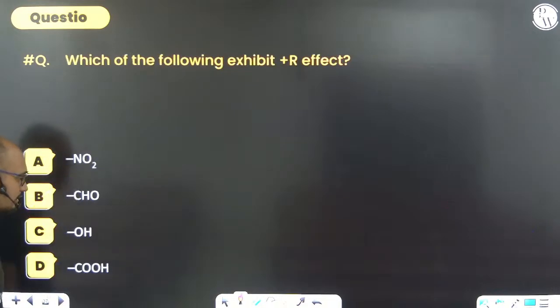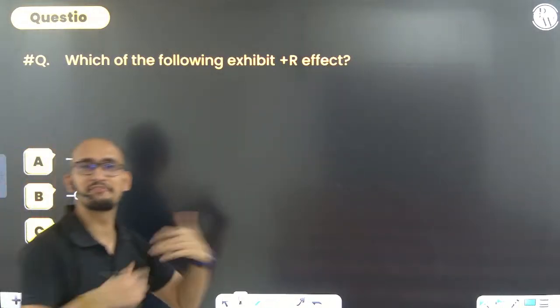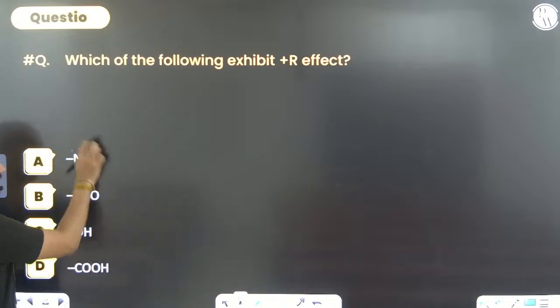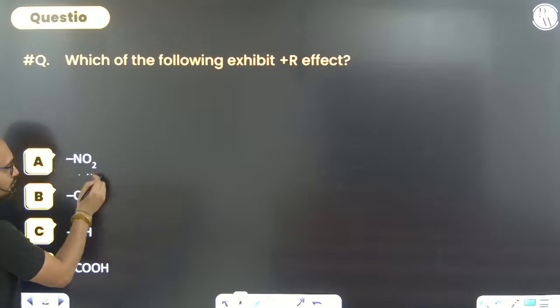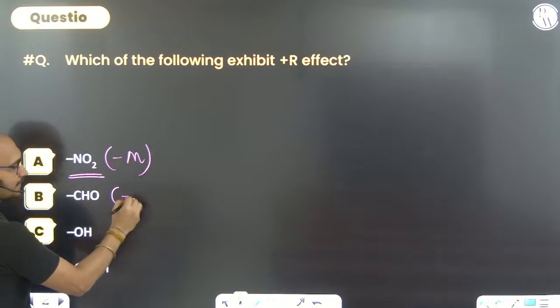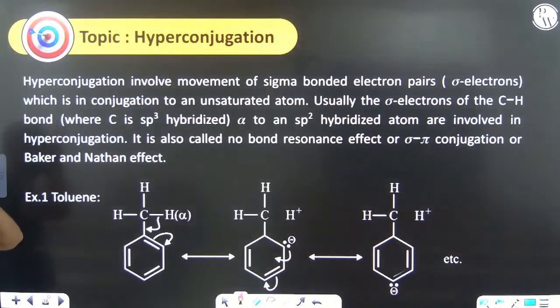Okay, any doubt? Which of the following exhibits plus R effect? Plus R effect means something that gives the electron. Who can give the electron? That which has the lone pair. Who has the lone pair? Can you see this? N double bond O, no. NO2 has a minus M effect, and that too very strong. CHO, minus M. OH, of course it has the lone pair. The directly bonded oxygen atom is having a lone pair. Of course it is.